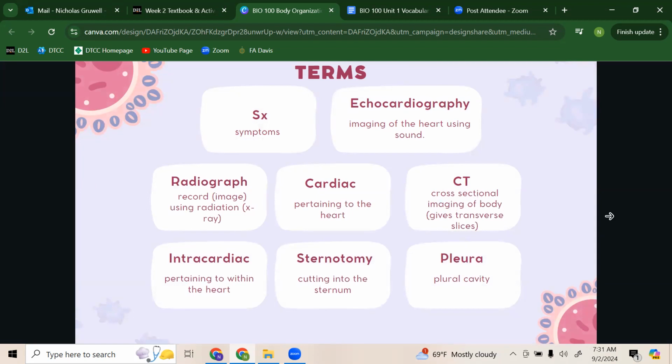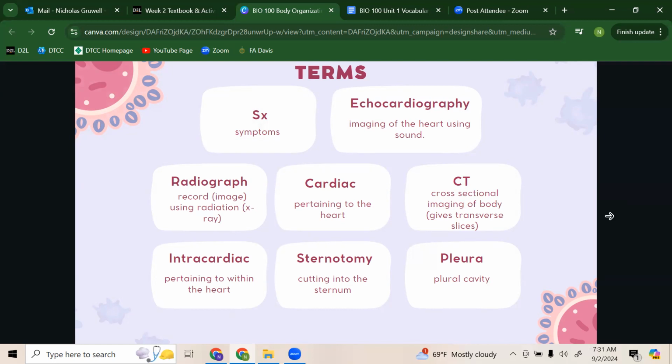Okay, so I'll help you define them. So our abbreviation SX is for symptoms. Echocardiography: so echo meaning sound or ultrasound in many cases, cardi being our root for heart, and graphy being our root for imaging or a record.